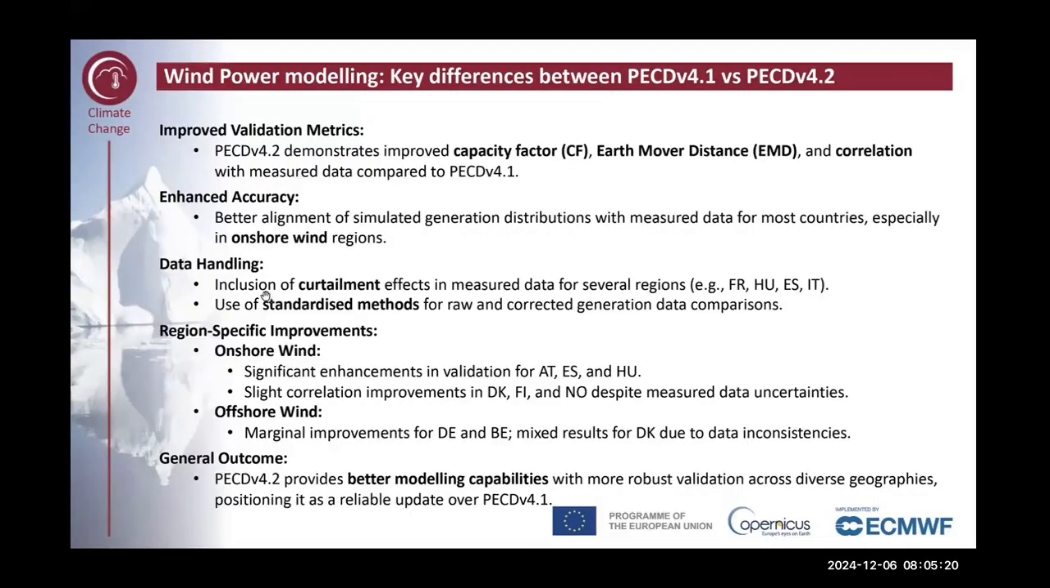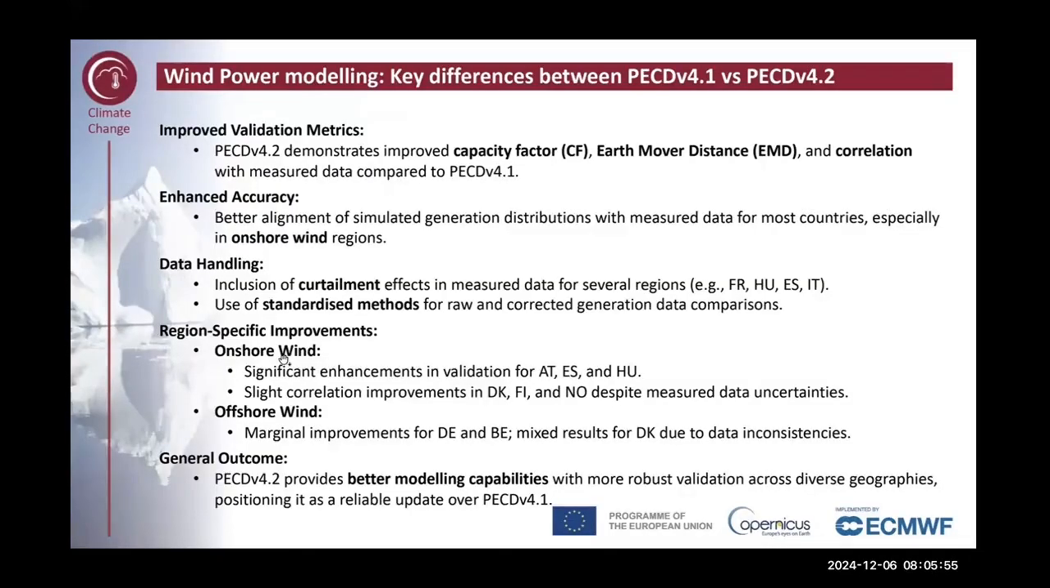The data handling was refined, and we also included curtailment effects in measured data for several regions, like France, Hungary, Spain, and Italy, especially because for these regions we had access to additional datasets other than the transparency portal. We also used standardized methods for raw and corrected generation data comparison.